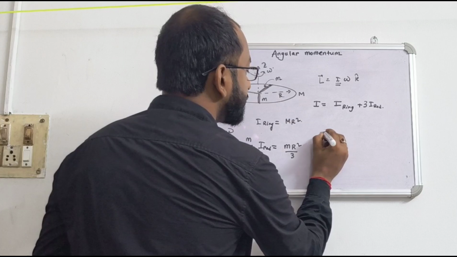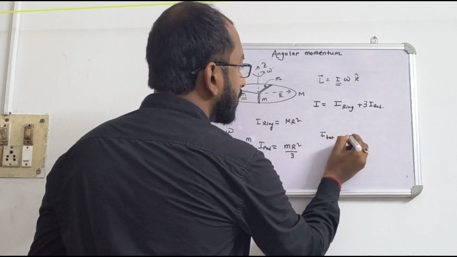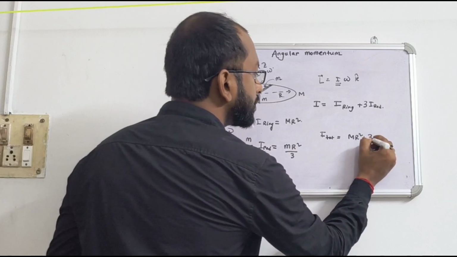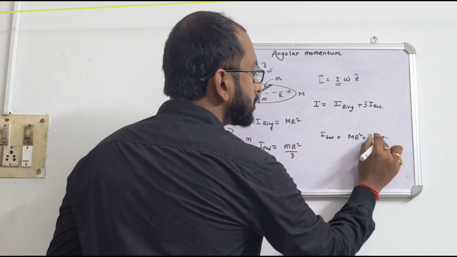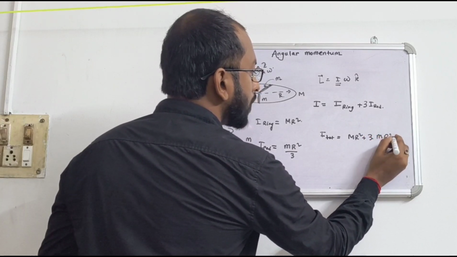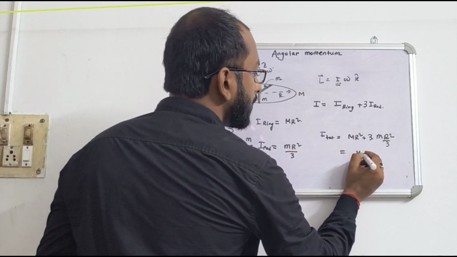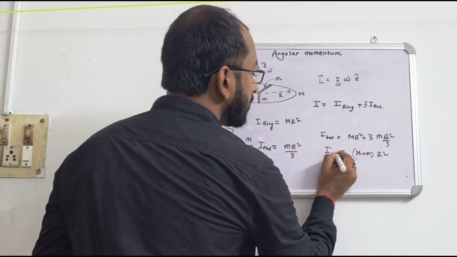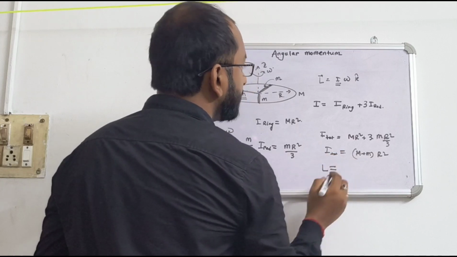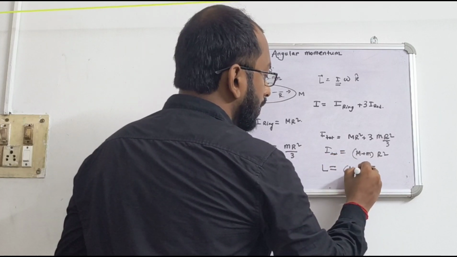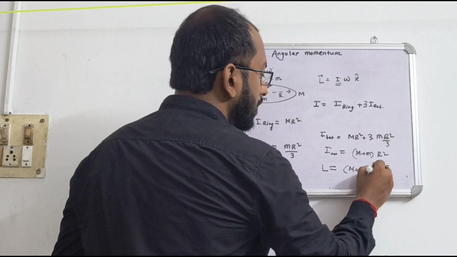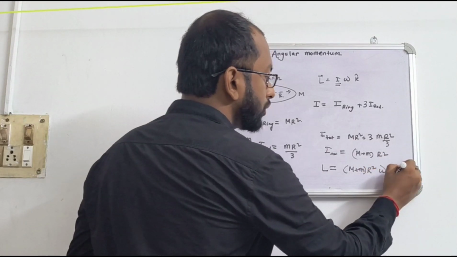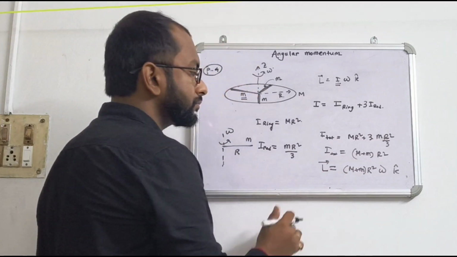So the total moment of inertia, that is I ring, that is M into r square, plus 3 into I rod, that is small m into r square by 3. So it is basically becoming M plus m into r square, that is the I total. So total angular momentum will be total moment of inertia multiplied with the angular velocity, and direction will be k cap, so it is a vector. That is our answer.